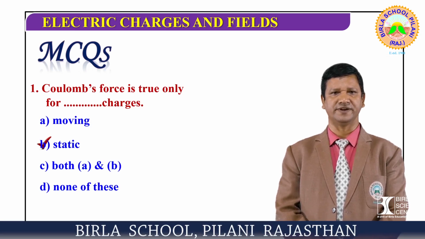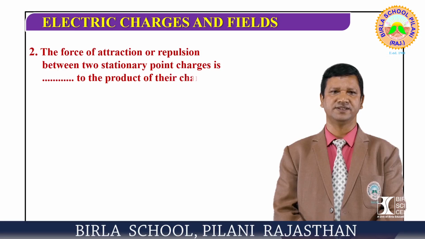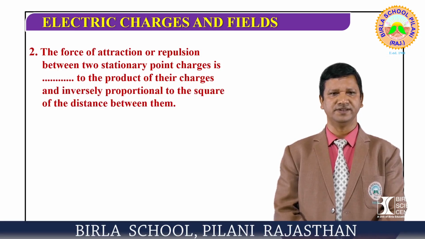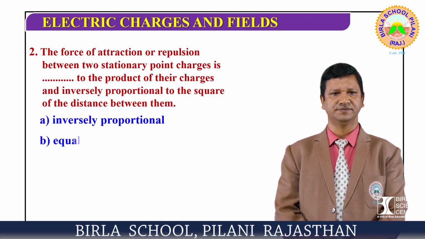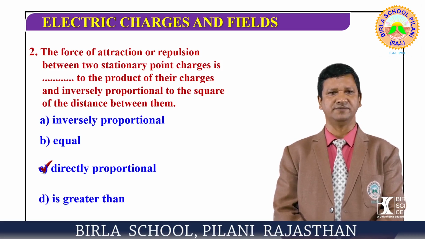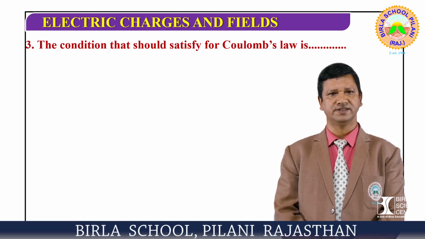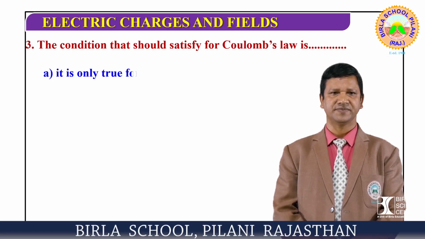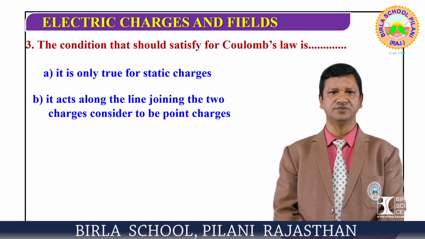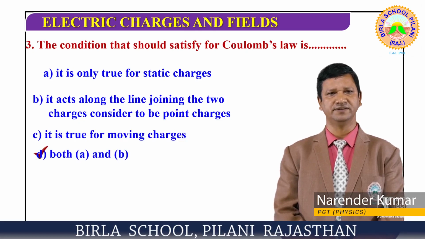The force of attraction or repulsion between two stationary point charges is dash to the product of their charges and inversely proportional to the square of the distance between them. Option 1, inversely proportional, equal. Third, directly proportional, is greater than. Yes, it is directly proportional. Next question: the condition that should be satisfied for Coulomb's law is, it is only true for static charges, it acts along the line joining the two charges considered to be point charges, it is true for moving charges, both A and B. Yes, the correct option is both A and B.